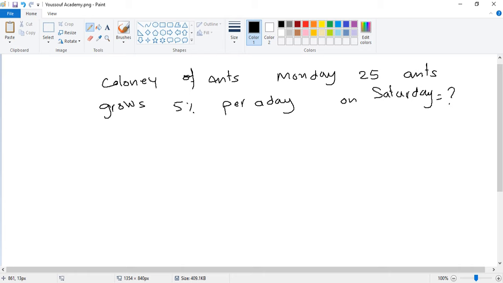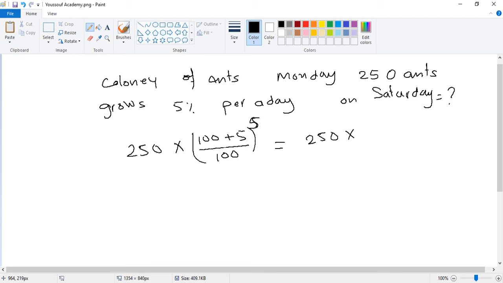So, the number of the ants is 250. So we'll say 250 times (100 plus 5 over 100), all to the power of 5, because there are 5 days. And the answer will be 250 times 1.05 to the power of 5. We use the calculator here.